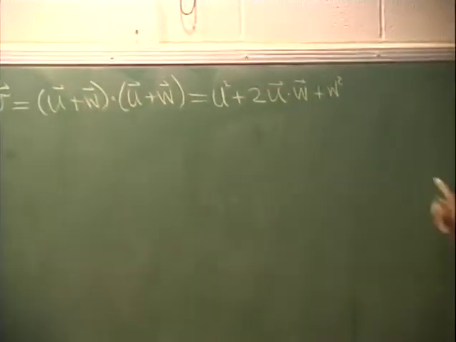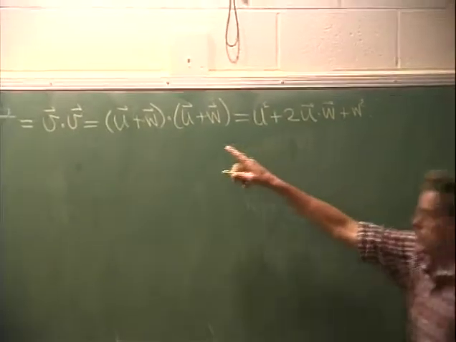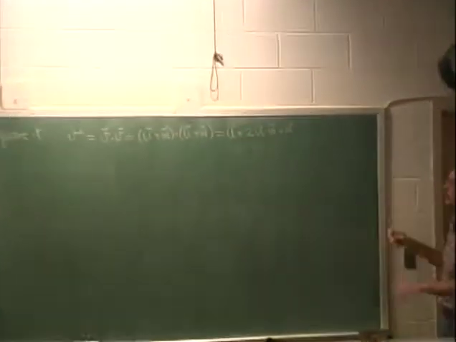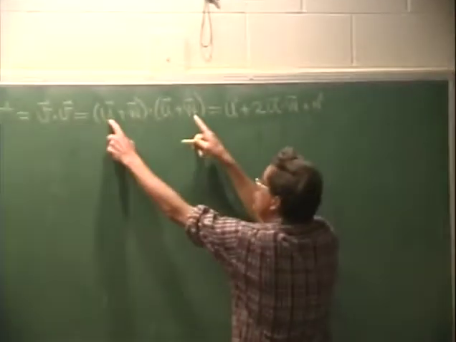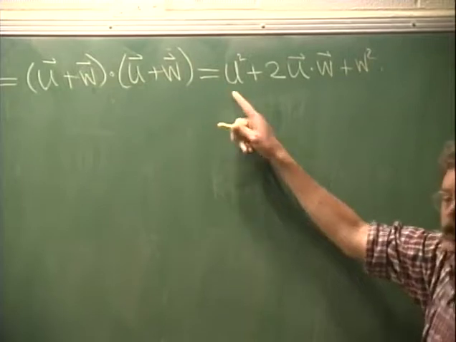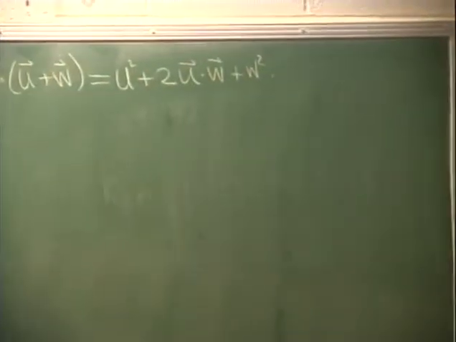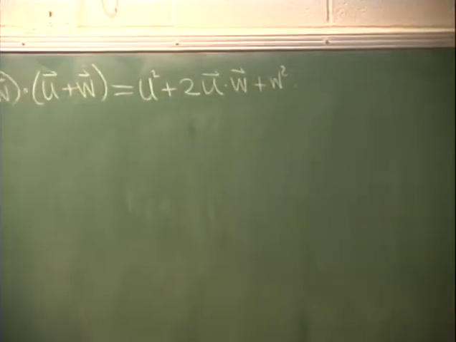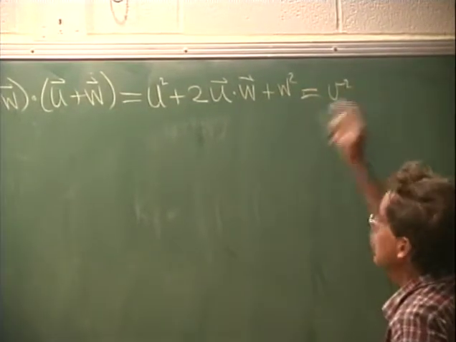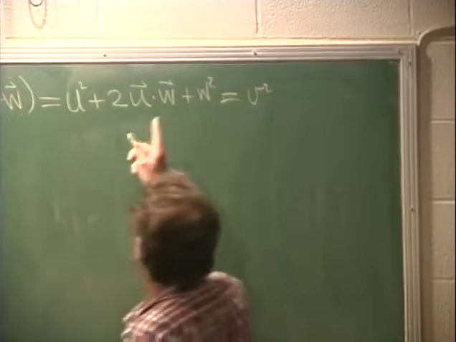Squaring the sum of the two vectors, it's just like multiplying out a binomial, except that the middle term, the cross term, is actually still a dot product here, u dot w. This I could have written as u dot u if I wanted to, but u dot u is simply the square of u, so why not write it like that? Well, this is equal to v squared. V squared is equal to that.